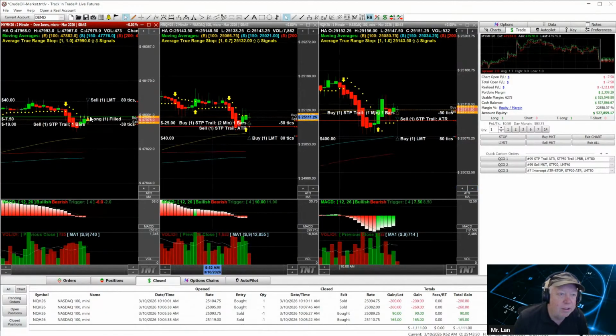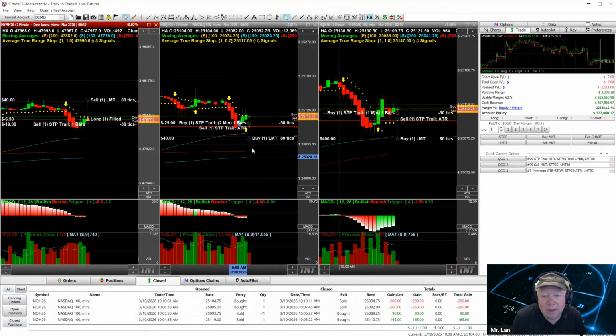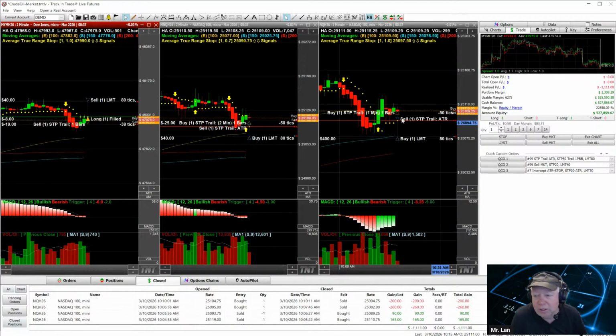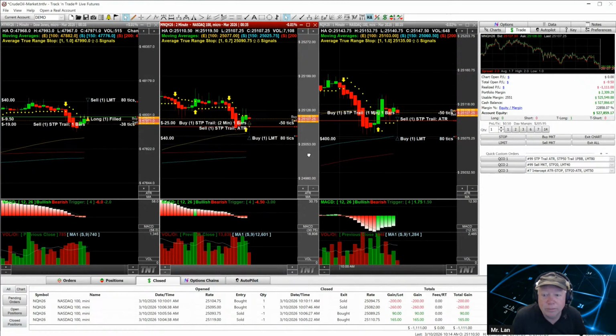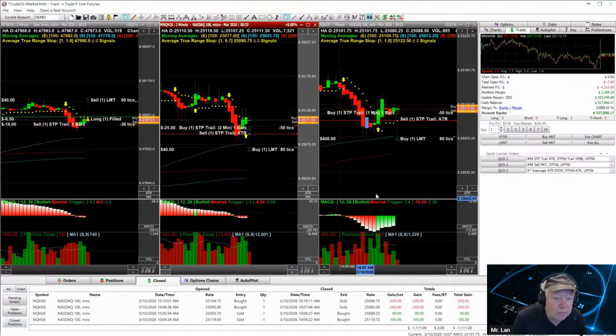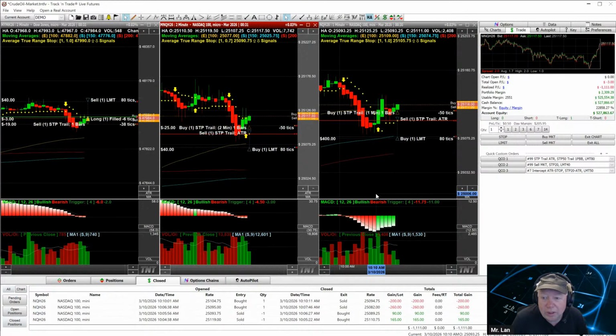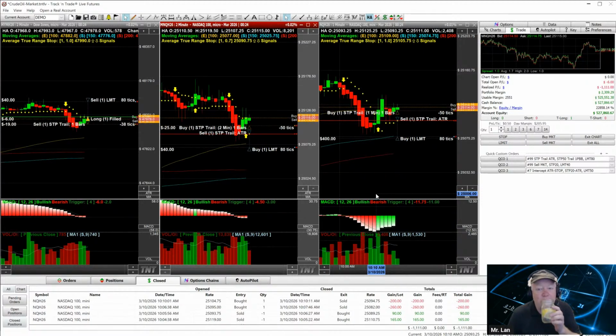Oh, we got filled on this one. So this micro on the Dow is long. This one's still trailing for an entry to the short side, and so is this. Sit and wait. Play your game. Pull out your little iPhone and play a game while you wait.